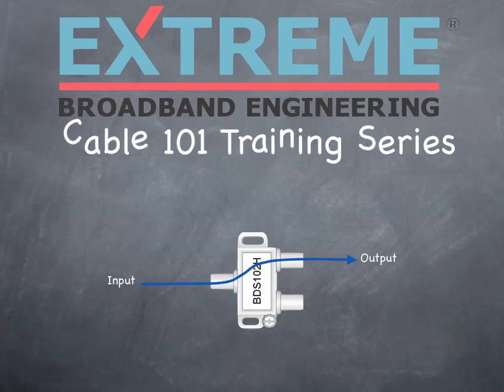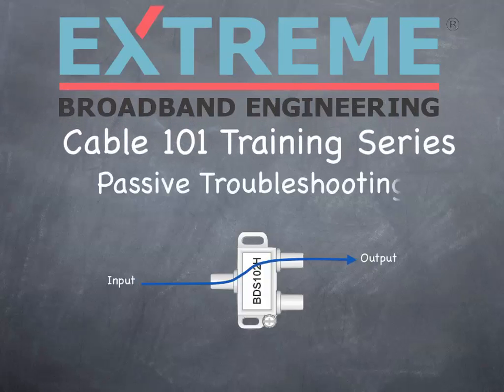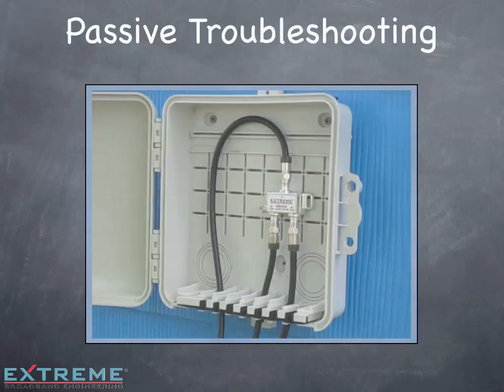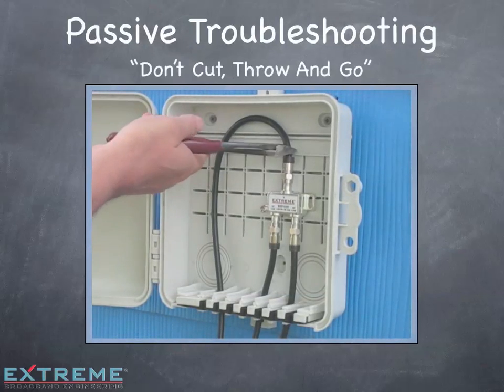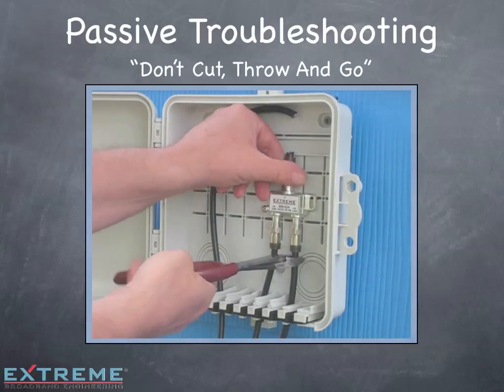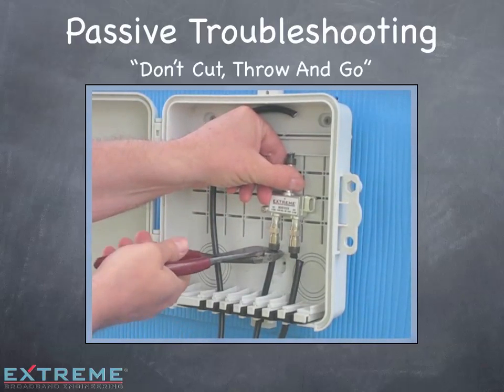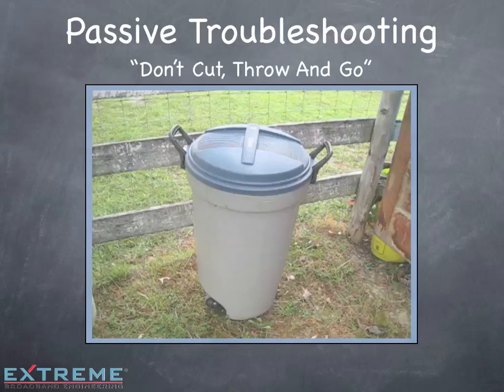Welcome to the Extreme Broadband Engineering Cable 101 training series. In this session, we'll cover passive troubleshooting. There are many electrical and mechanical aspects to passive devices. In this video, we'll look at how to troubleshoot them, not just cut them out, throw them away, and go.